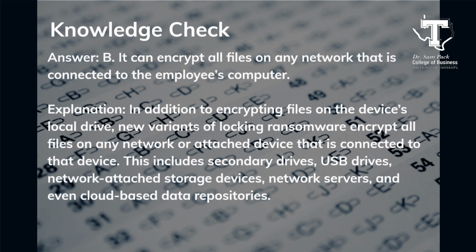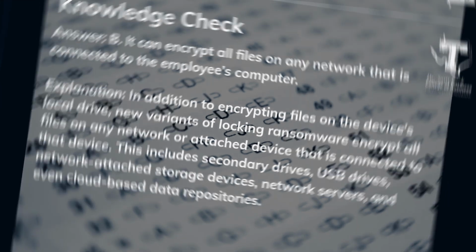In addition to encrypting files on the device's local drive, new variants of locking ransomware encrypt all files on any network or attached device that is connected to that device. This includes secondary drives, USB drives, network-attached storage devices, network servers, and even cloud-based data repositories.